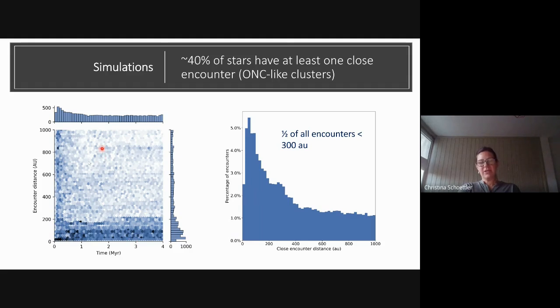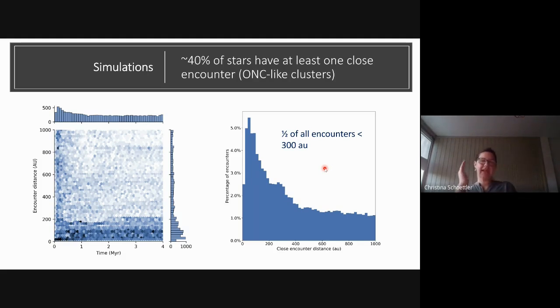This is a single simulation here on the left. I ran 20 of these simulations for every initial combination of densities and substructures and other parameters. And on the right, we see 20 simulations put together. We can still see the same picture that we see on the histogram here, that there are a lot of close encounters. The percentage of closer encounters seems to increase and then drop off and then level off to about 1 to 2, 1.5% for each of these bins of 20 AU. And actually half of all encounters in my simulations are below 300 AU.